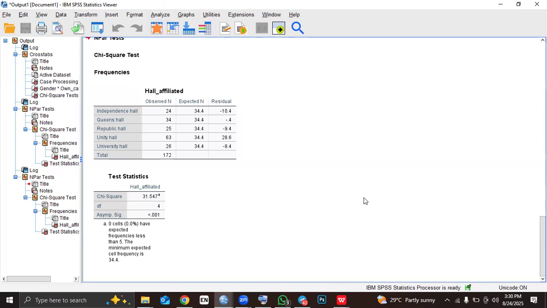In our next example, we are going to move on and talk about the chi-square test of independence.